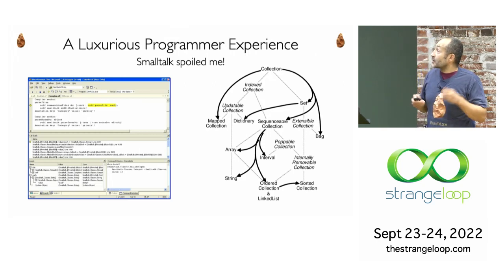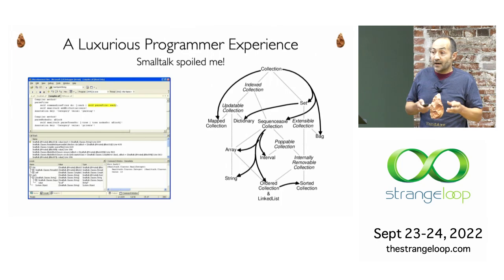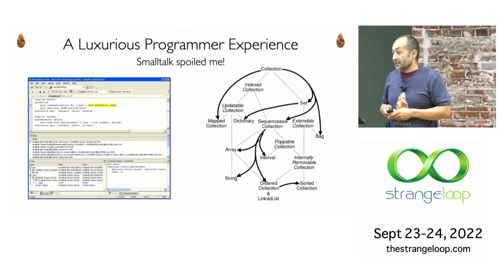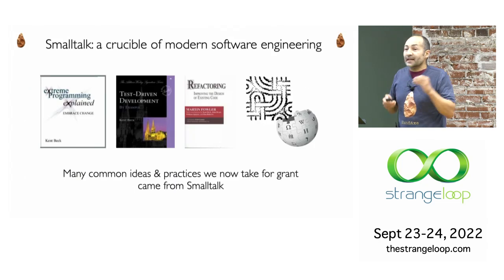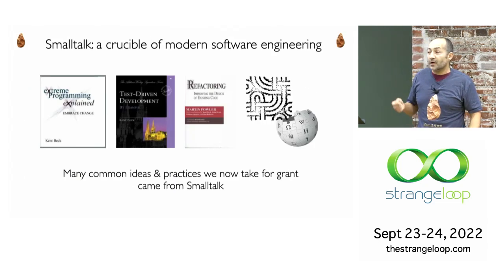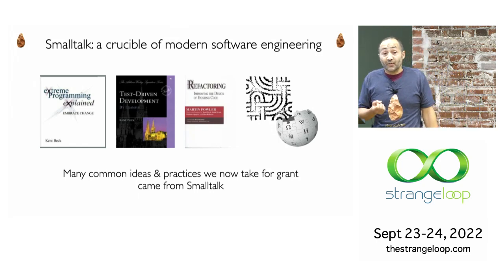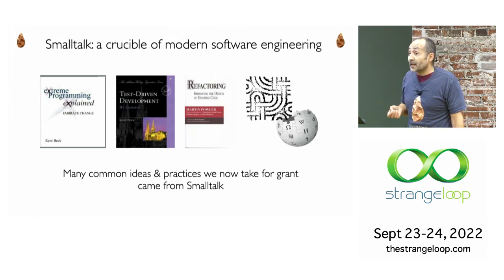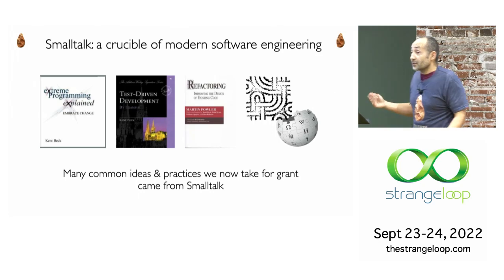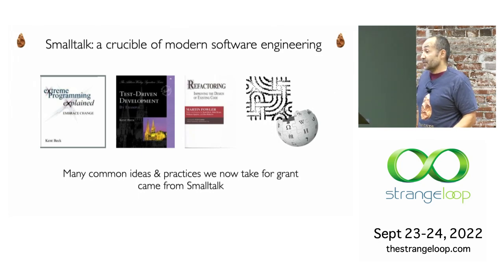And the other thing I got spoiled with was this amazing class hierarchy. It just felt like such a treasure trove, particularly the collection classes, rich and well thought out. Also, I just want to say it's important for us to know our history. Smalltalk was the basis of a lot of stuff that we use now and we take for granted. Extreme programming, which launched Agile, test-driven development. Before there was Jest and JUnit, there was SUnit. Refactoring. Wikis came out of this community.